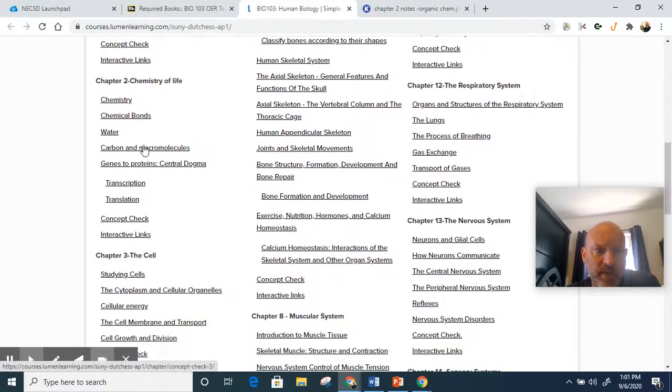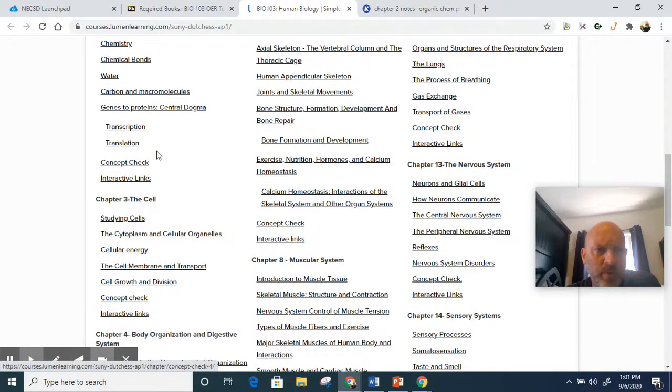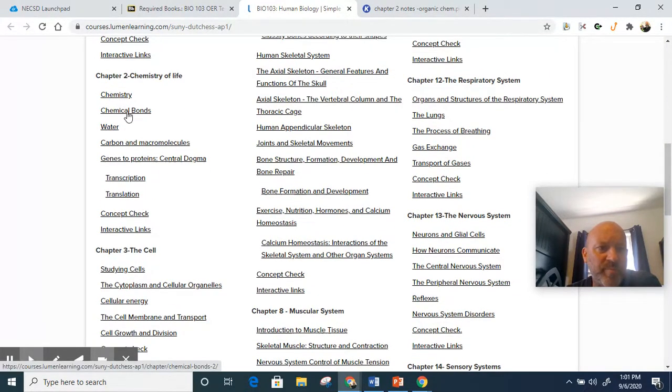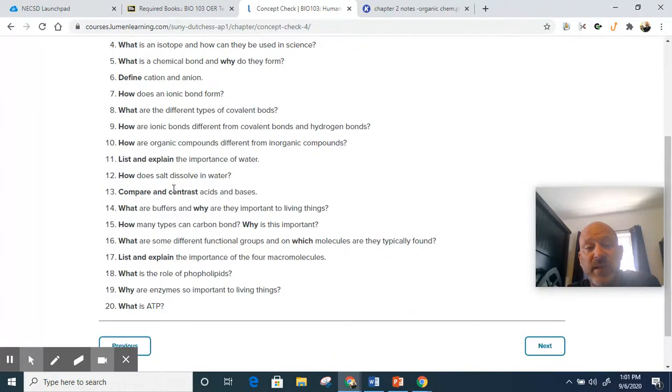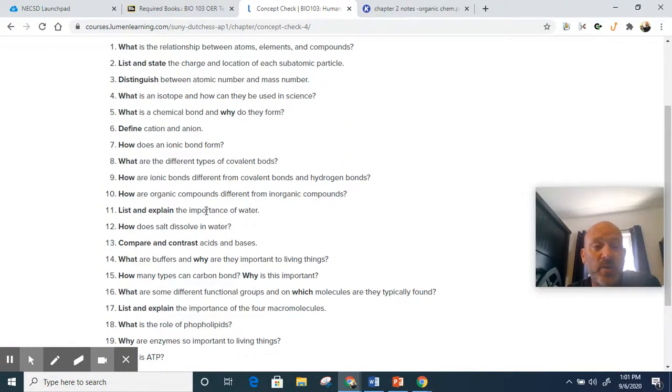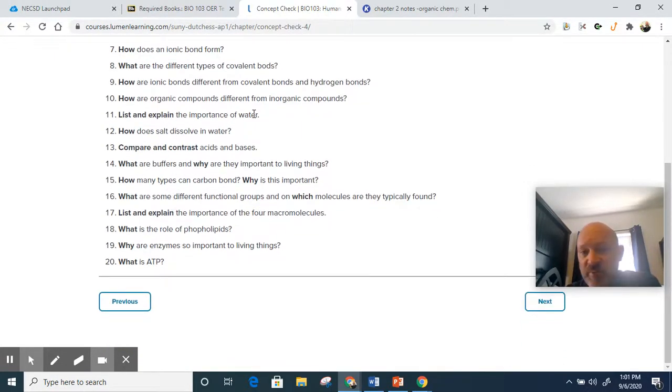Chemistry of life. All right, so chemistry, bonds, covalent bonds, ionic bonds, hydrogen bonds. We looked at water, macromolecules. This is proteins, lipids, carbohydrates, right? Going from DNA to a protein, there's more specific information about that. But the concept check is where you should be spending time, right? Look at these questions, listen, explain the importance of water, right? There were several slides that we talked about water.